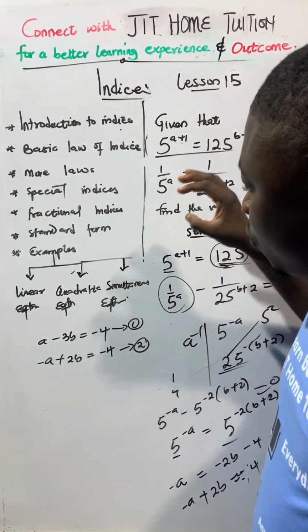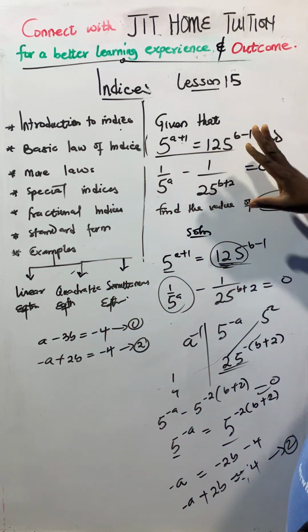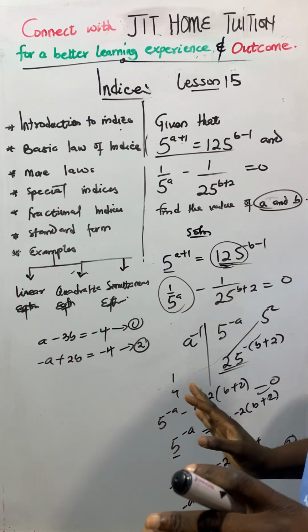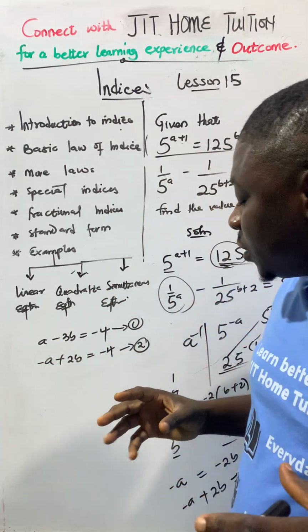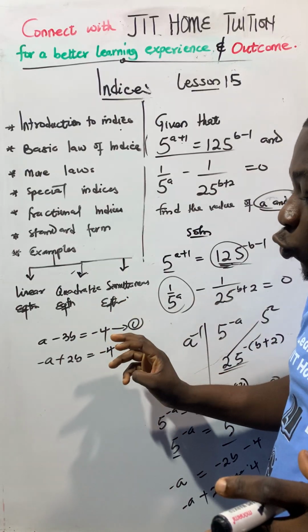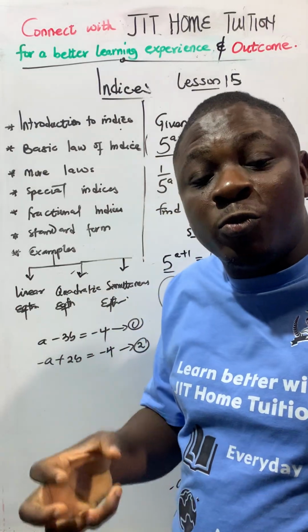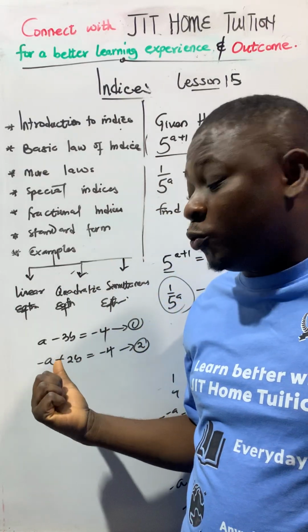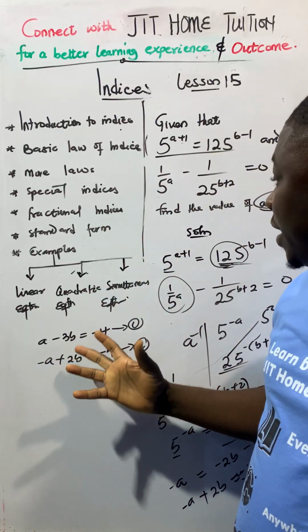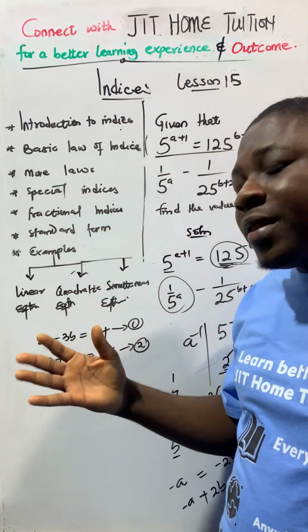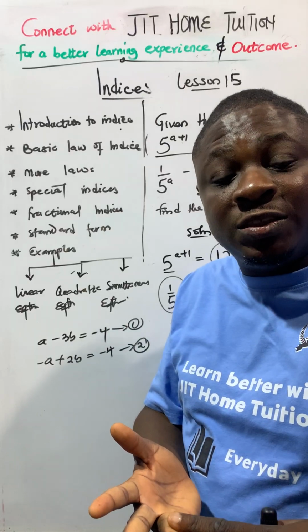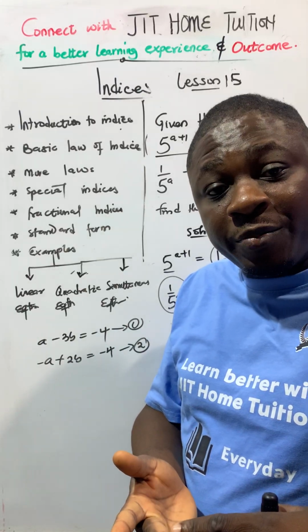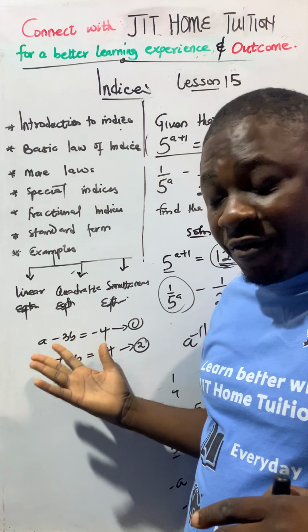Now, from all the calculations that we've done so far, it was the laws of indices that we used. All right. Now, with where we've gotten to, it is your understanding of simultaneous equations that will help you find the values of A and B. For simultaneous equations, we have the elimination method, the substitution method, and the graphical method in finding the variables.